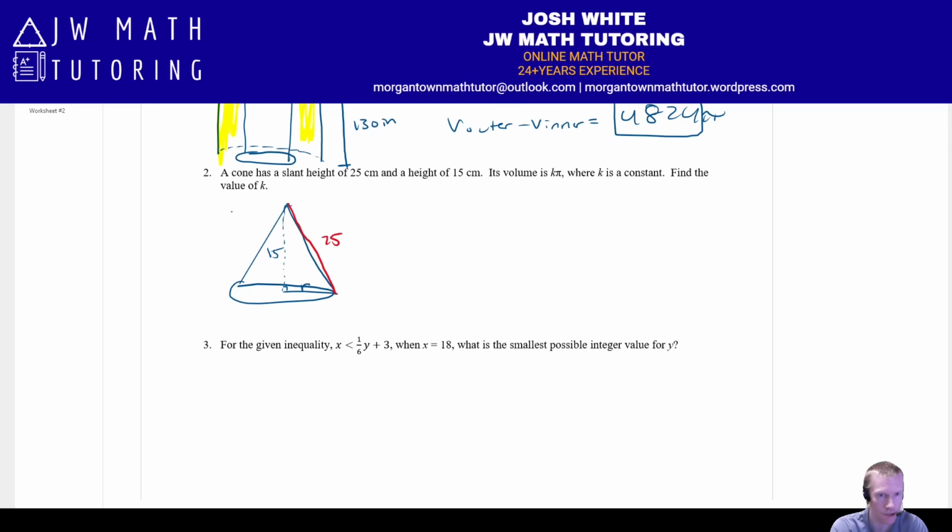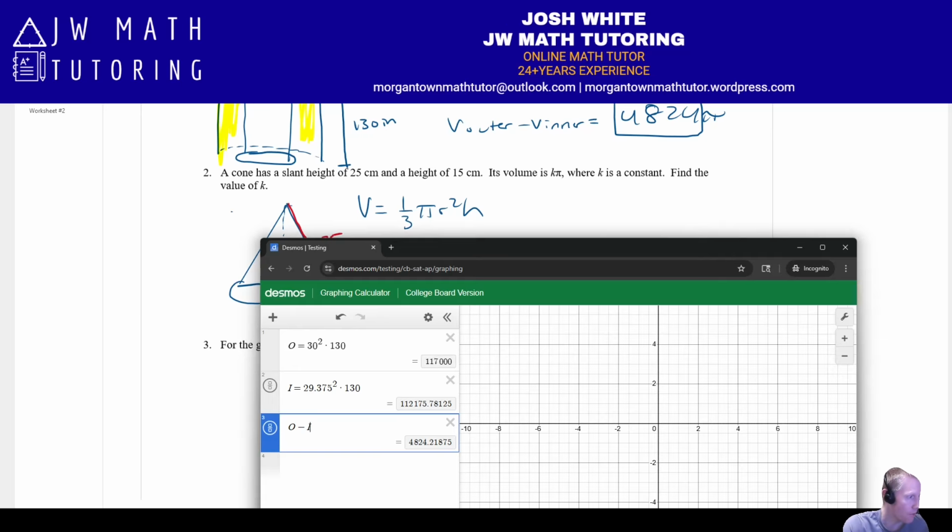All right, so this is actually not that difficult a problem because we need to find the radius, because the volume formula is basically 1/3 pi r squared h. We already know h, that's 15. We just need the value of the radius. And that we can just find by doing Pythagorean theorem. 15 squared plus r squared equals 25 squared. R squared is going to be 400. R is going to be 20. You can just confirm this in Desmos.